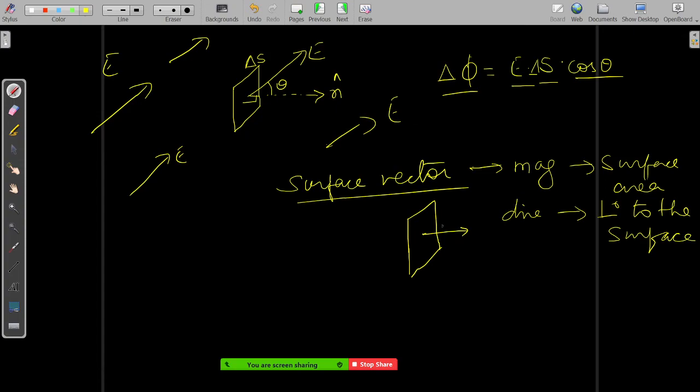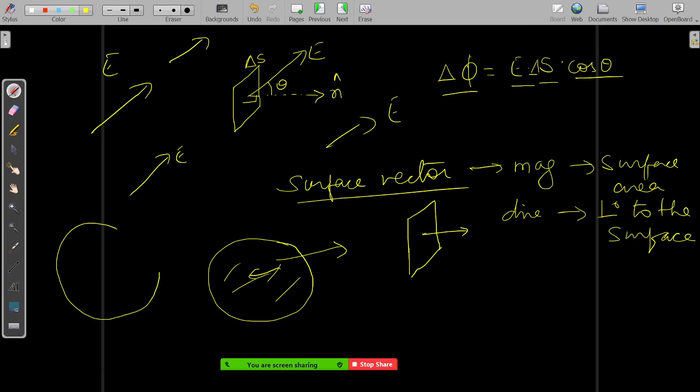Now one more thing: if this particular surface is a closed surface, closed surface means something like a sphere, then the outward normal is considered, not the internal normal. So for a sphere, there will be one normal this way and one normal this way, and you consider the outward one as the surface vector. But in a rectangular thing, it can be both ways. You can say this side also, but there is a convention basically.